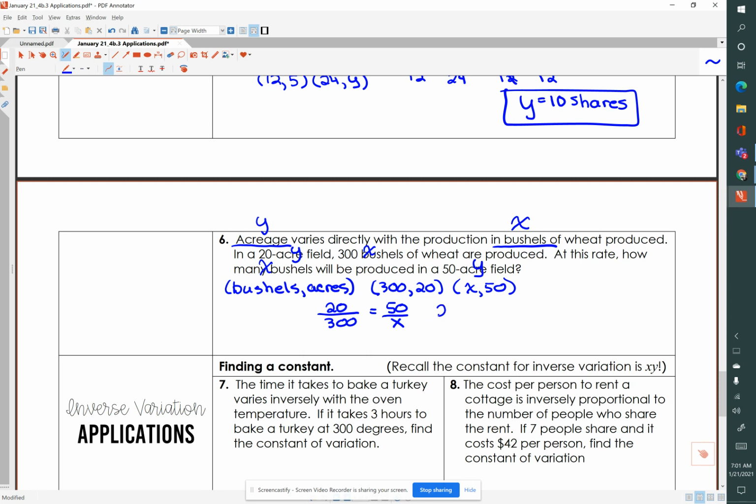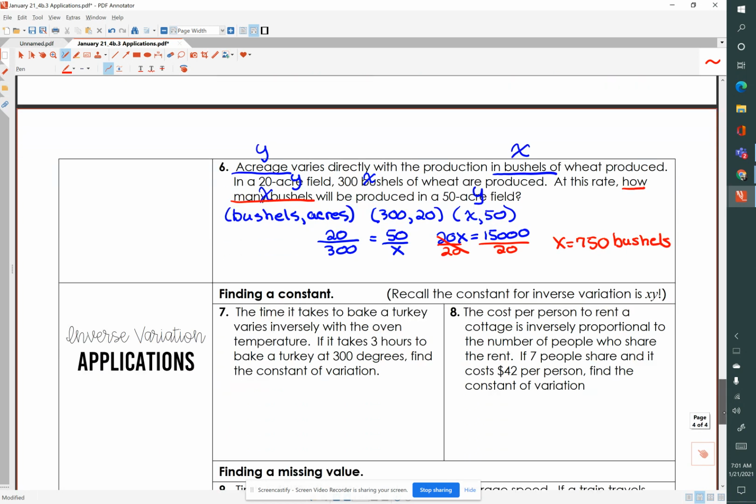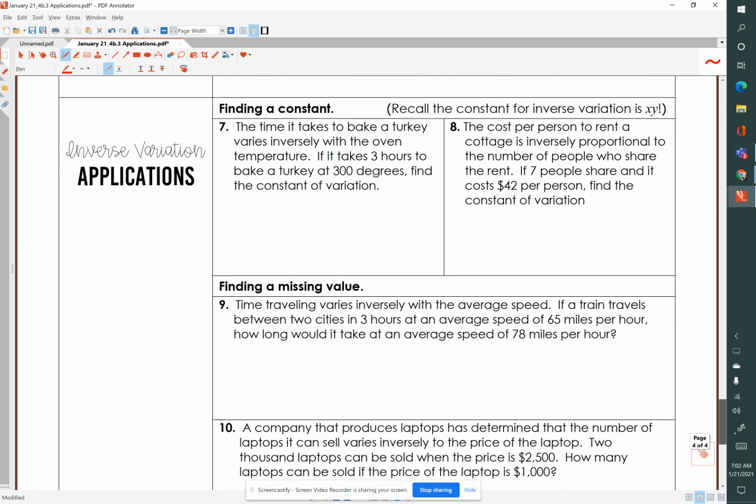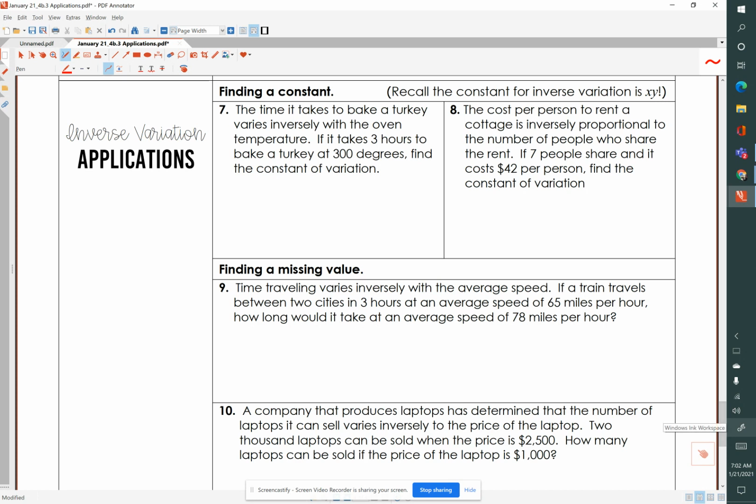20 times x is 20x, and 50 times 300 is 15,000. Let's divide both sides by 20. And when we do, x equals 750. And what is our answer talking about? Well, they've asked us how many bushels. So x equals 750 bushels. Good job.